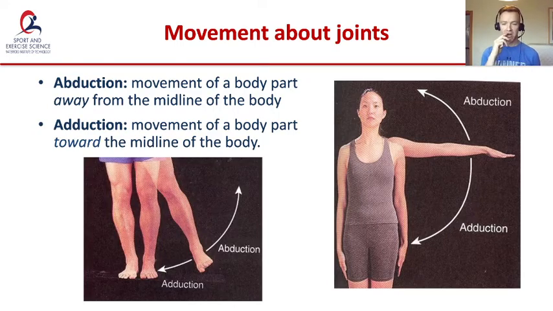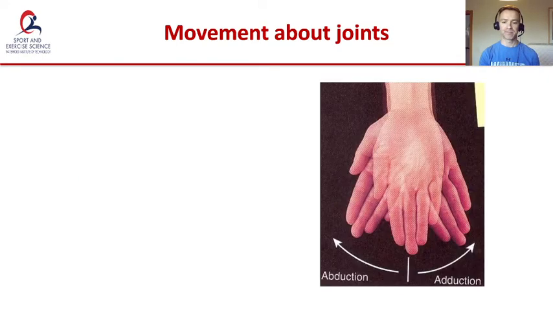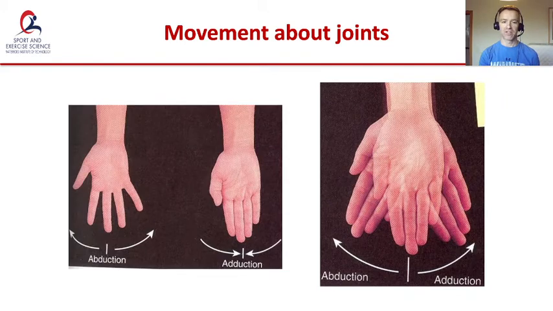Obviously we can see it occurring at the shoulder and the hip joint there, and it also occurs at other joints around the body, but the main ones you're going to come across there are abduction of the hip and shoulder joints. There's other further examples of abduction and adduction.